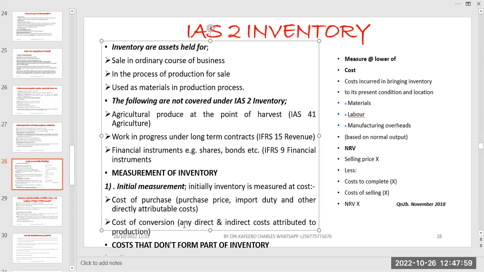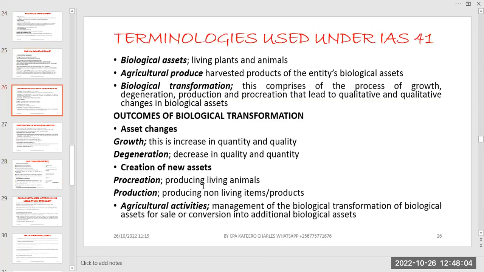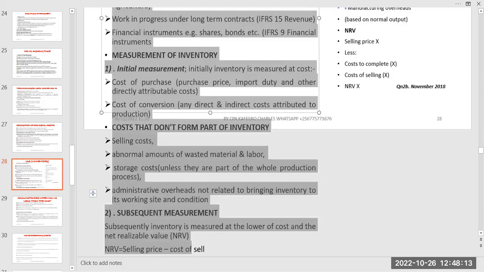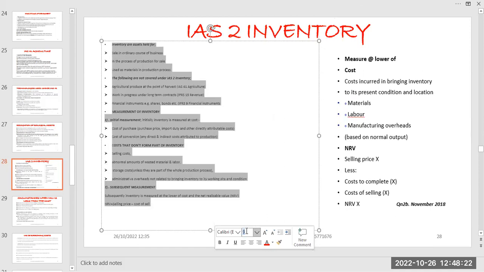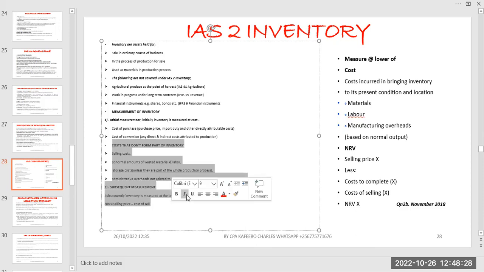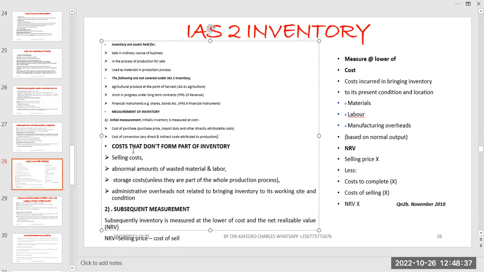So let's look at some of the costs that are not part of the inventory. Of course, I made this one big. Let me reduce it a bit, because I wanted you to get the full picture of it. It seems to be small. Let me increase only the part we want. Okay, hope you can see them, the costs that do not form part of the cost of inventory.